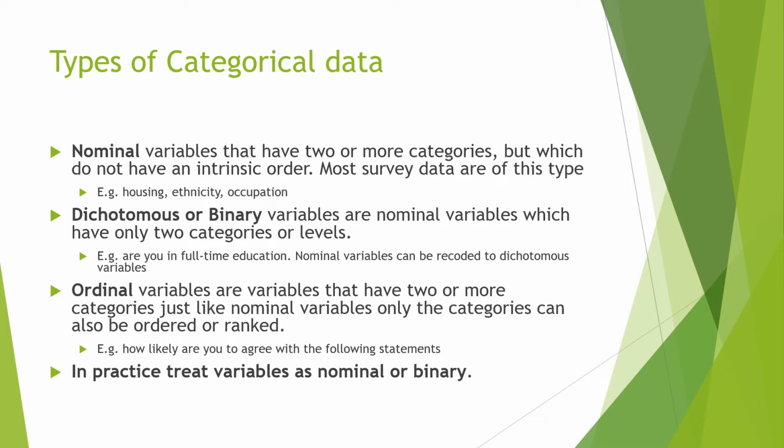So for example, we could treat responses to a Likert style question. That's a question where you ask people how likely they are to agree with the following statements. And if we code those 1, 2, 3, 4, 5, we could imply that that is an ordinal variable, that there is a meaning to the numerical coding. In practice, though, I recommend that you treat variables as nominal or binary, and don't worry too much about whether they're ordinal or not. I'm only alerting you to this because you will find references to ordinal variables in some of the literature and other resources that you might find on the internet.